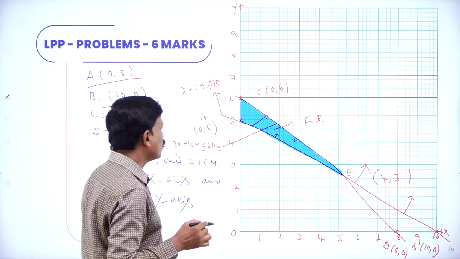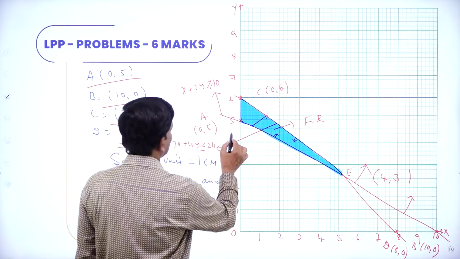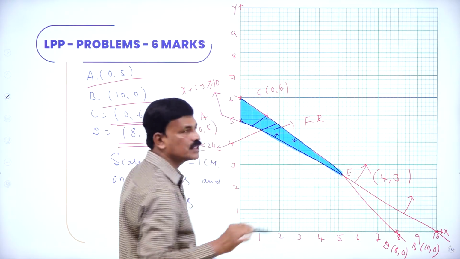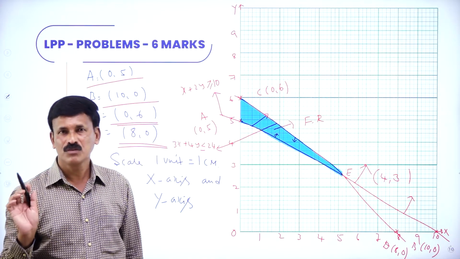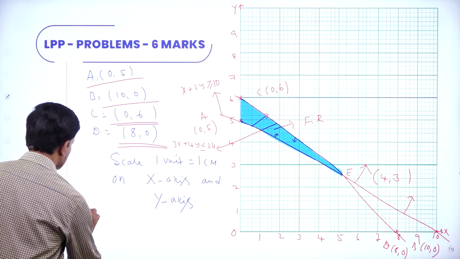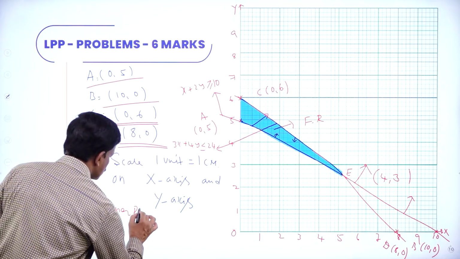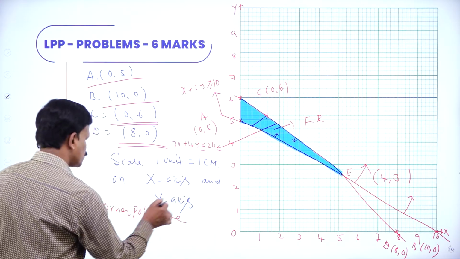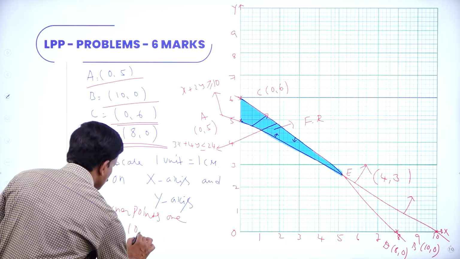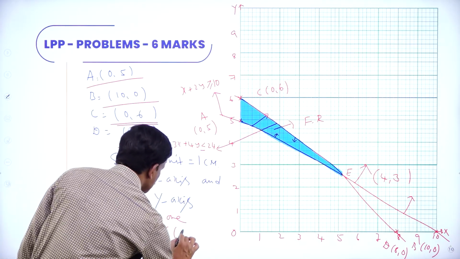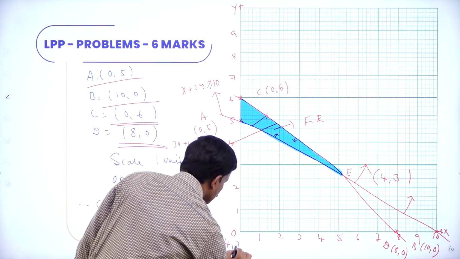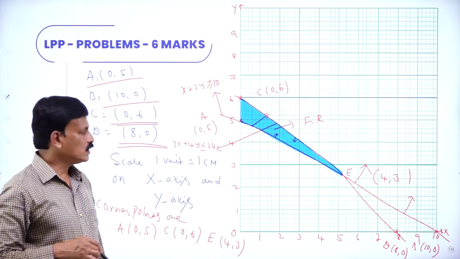Okay. Now what are the corner points? Therefore the corner points are A 0 comma 5 and C 0 comma 6 and E 4 comma 3. That's it. Okay. Hope you followed this. Now I'll go to the next page. Therefore the corner points are O 0 comma 0, that is origin itself, A 0 comma 5, then C 0 comma 6 and E. What is E? E is equal to 4 comma 3. These are the corner points. Okay. Now I'll go to the next page.